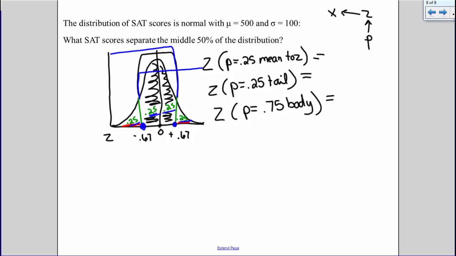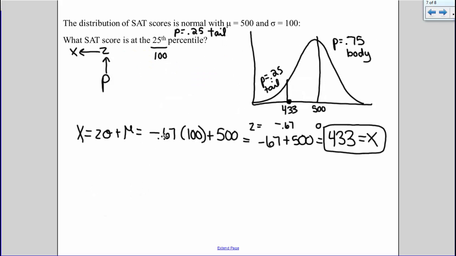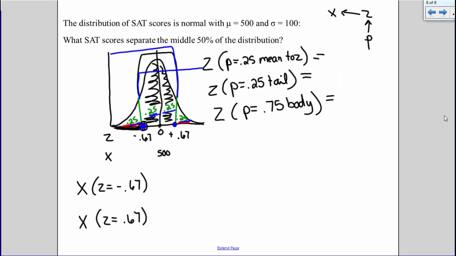So now let's go ahead and figure out what are the two x values that separate the middle 50% of the distribution. Remember, we know that our mean in the middle is 500. Okay, so we need to figure out the x for z equals negative 0.67 and x when z equals positive 0.67. Now, remember, we just found the score at the 25th percentile that separates the bottom 25% from the rest of the distribution. And remember, that z-score was negative 0.67. So I already found this value. It's 433. So I'm just going to go ahead and plug that in.